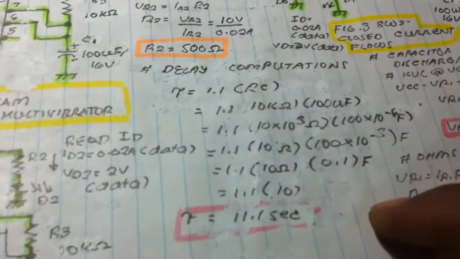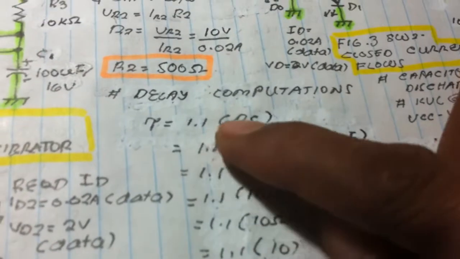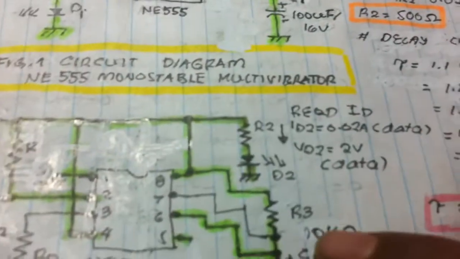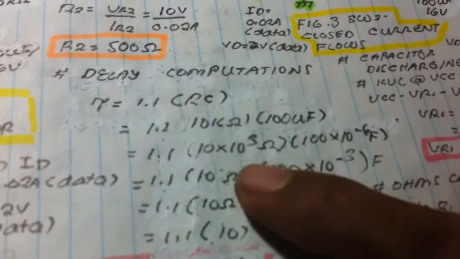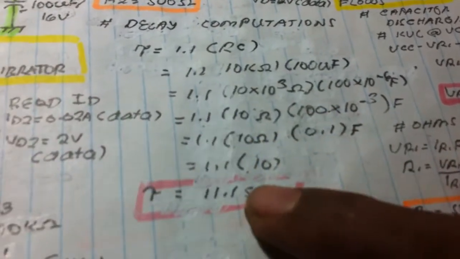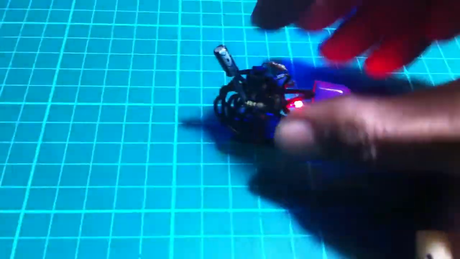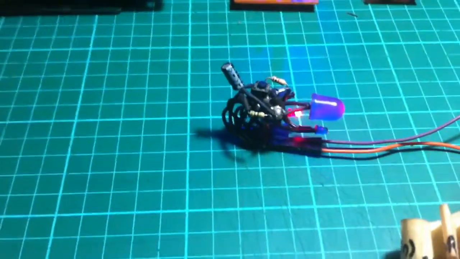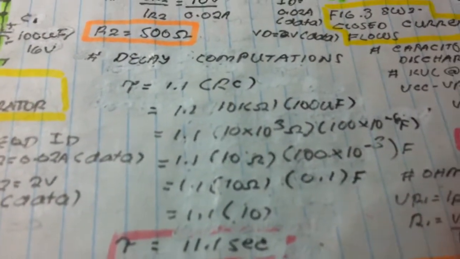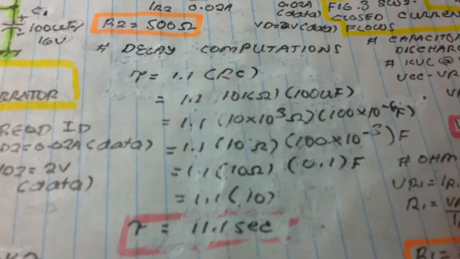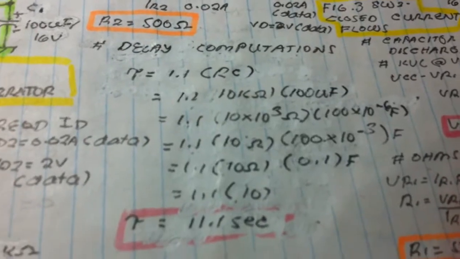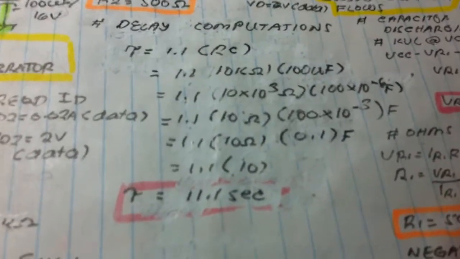We can now compute the delay using 1.1 times RC. We have the values 10K and 100 microfarad. Simplifying the terms, we get 11.1 seconds. It seems that we don't have 11.1 seconds here because the jumper wires offer a lot of resistance. But still, this is the computation of the delay, the delay values you are going to design.